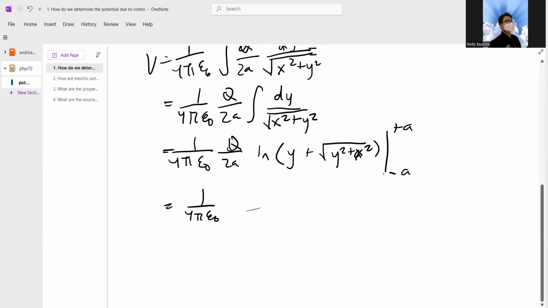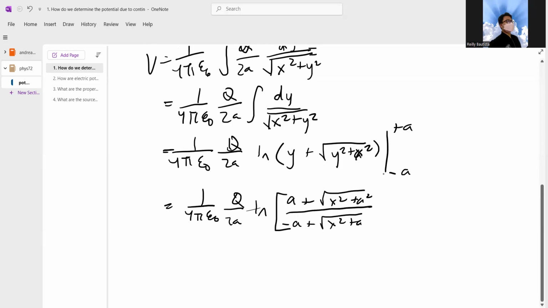Okay, we substitute them. Then ln of a plus the square root of x squared plus a squared, divided by negative a plus the square root of x squared plus a squared. So this is our answer. This is the potential due to the line of charge bounded from negative a to a, and that's the potential along the x-axis.